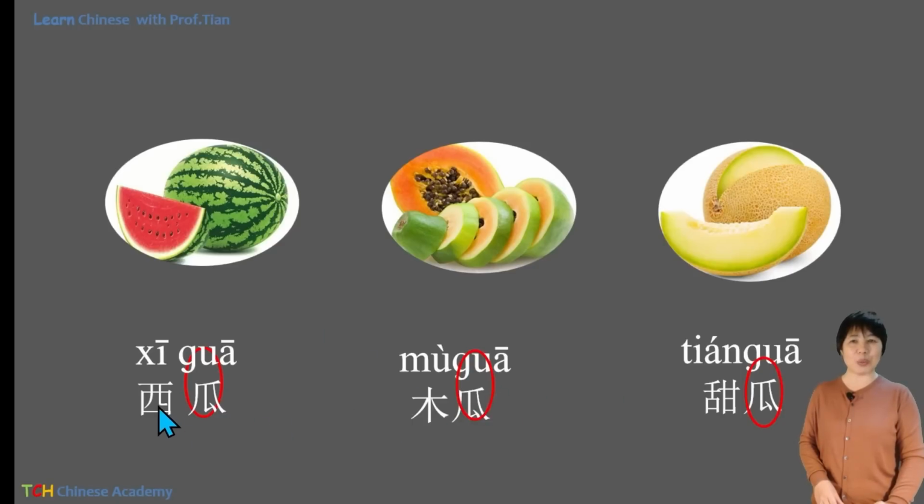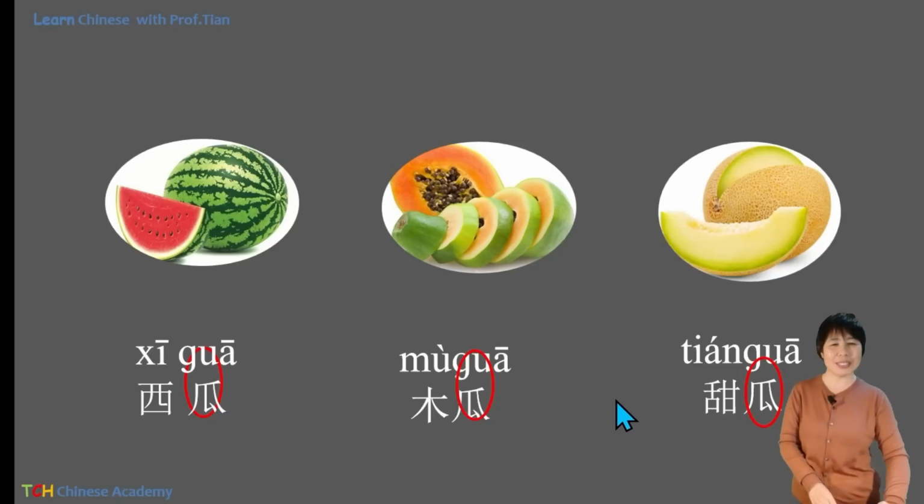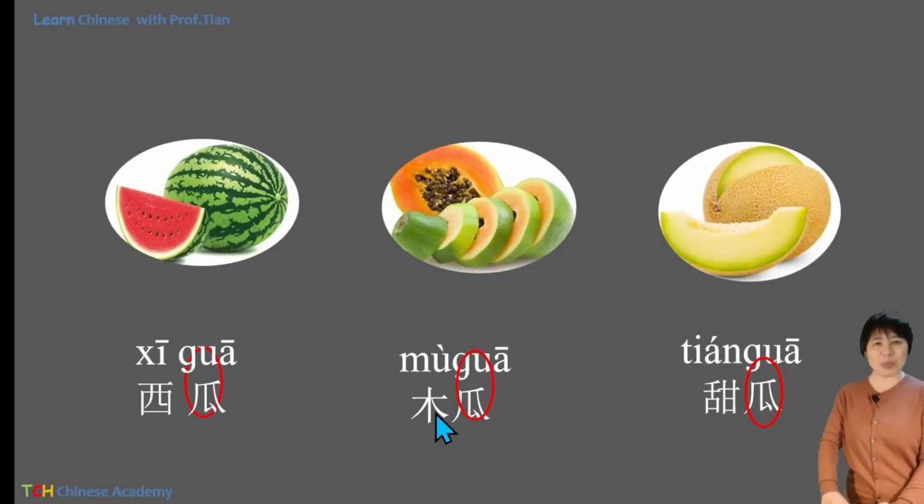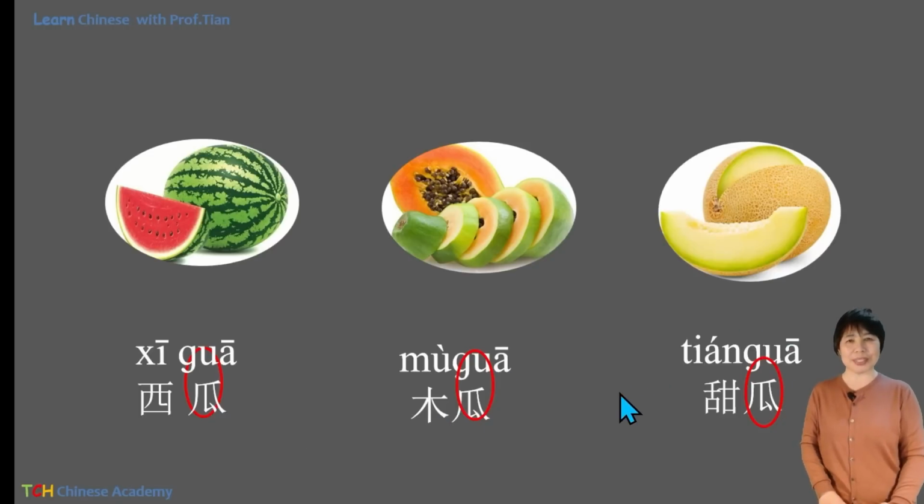And then we use Western, 西瓜. I think it was introduced from foreign countries. Yeah, 西. And 木 means tree. This 瓜 grows on the tree. And this one, 甜, we say sweet. So sweet melon. So 西瓜, 木瓜, 甜瓜. So this is like the seed and this shape. Yes, that's interesting. So 西瓜, 木瓜, 甜瓜.